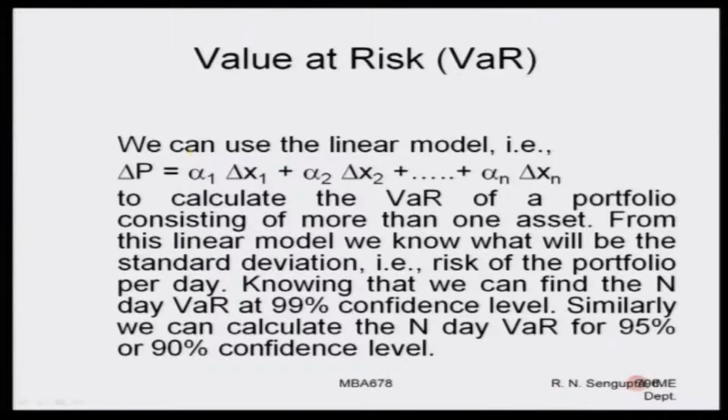To calculate the VAR of a portfolio consisting of more than one asset, from the linear model we know that there would be a standard deviation, that is the risk of the portfolio. Knowing this, we can easily find out the value of the VAR at 99%, or at 95%, or at 90%. The main fact is that when you consider these equations, what you have is basically n assets.